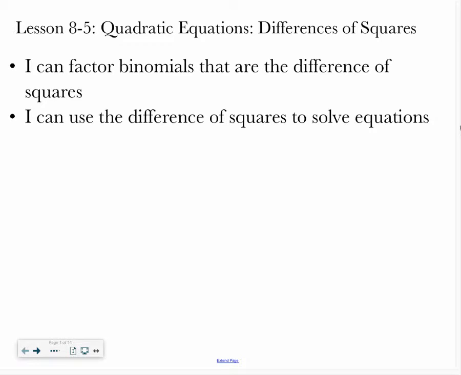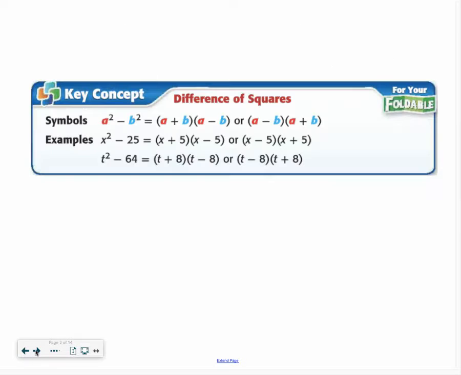Hello class, welcome to lesson 8.5, which is all about quadratic equations, differences of squares specifically, okay? So by the end of this lesson, you should be able to factor binomials that are the difference of squares, and you should be able to use the difference of squares to solve equations.